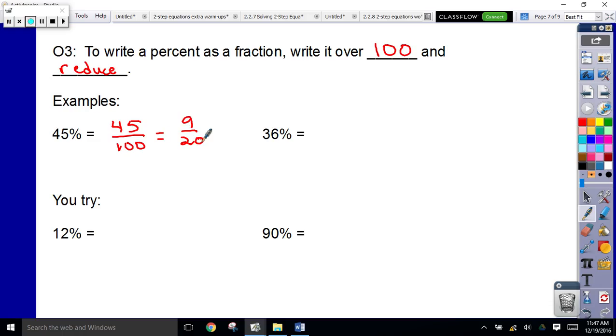Okay, 36%. How would I write that as a fraction? You guys are tough today. No one wants to volunteer, and this is easy. I know you all know this.